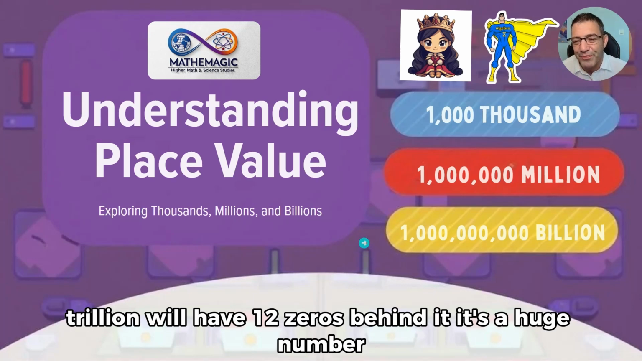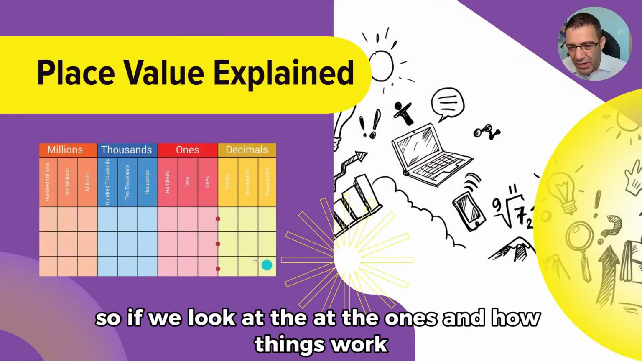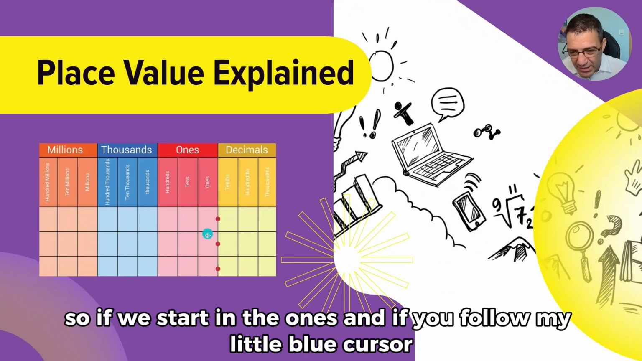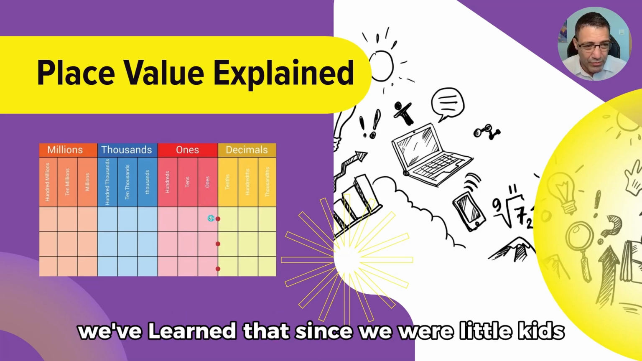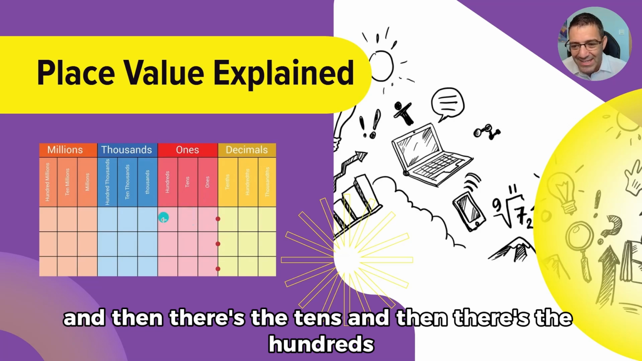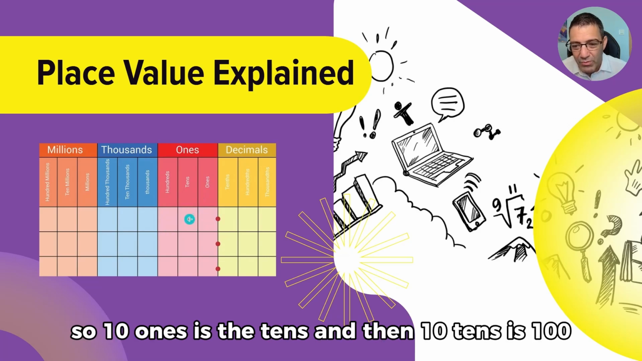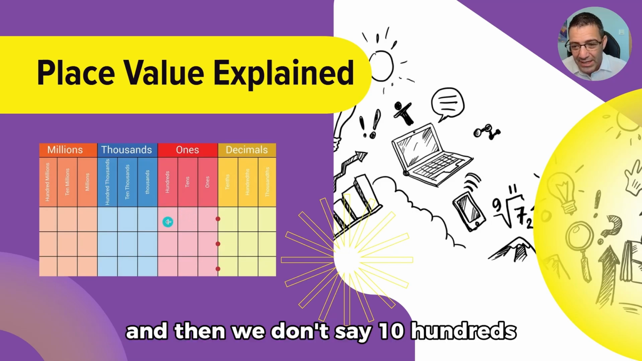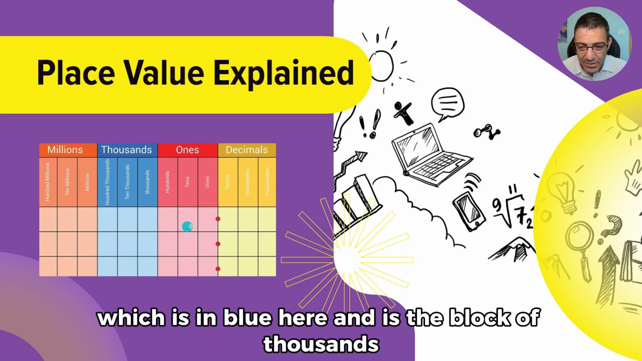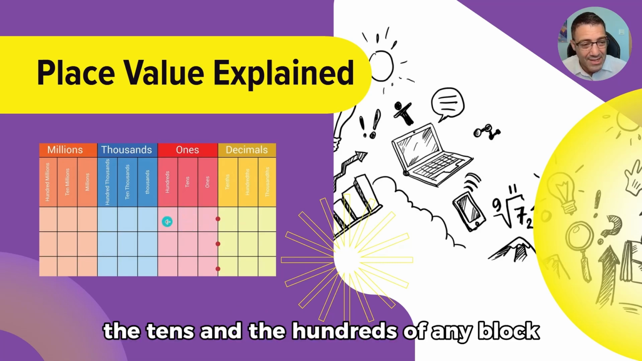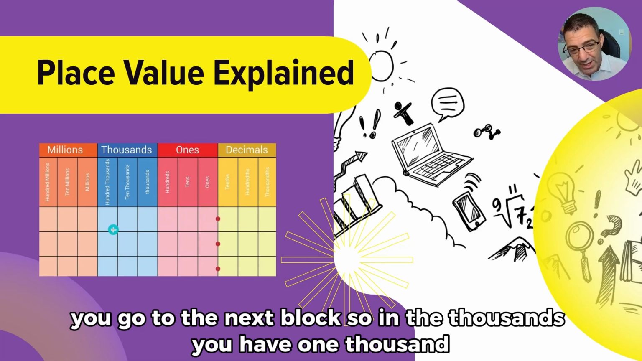It's a huge number. So if we look at how things work, if you follow my little blue cursor, we start with the ones, which we know very well. We've learned that since we were little kids. And then there's the tens, and then there's the hundreds. So 10 ones is the tens, and then 10 tens is 100. And then we don't say 10 hundreds. We go to the next block, which is in blue here, and is the block of thousands. So once you pass the ones, the tens, and the hundreds of any block, you go to the next block.